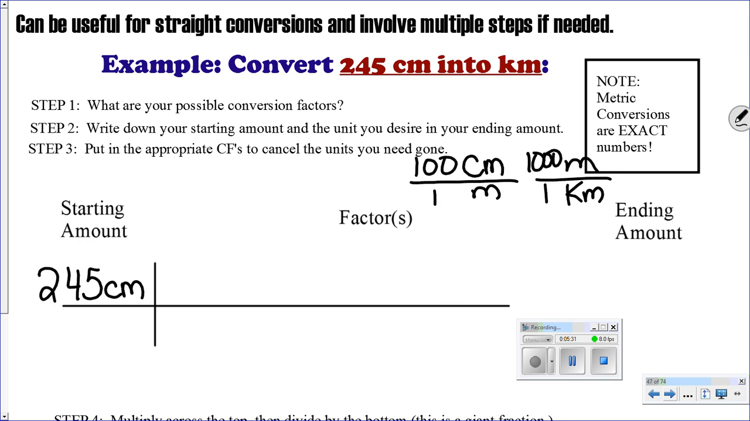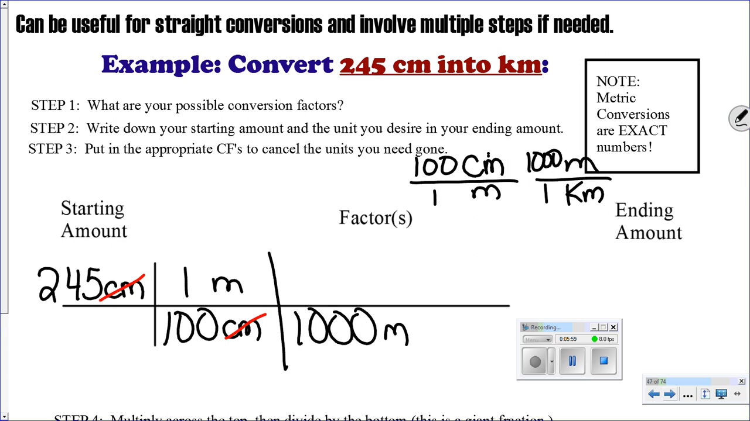First thing that I want to do is cancel centimeters. So I see centimeters right here, but that's on top. So what I'm going to do is write my 100 centimeters on the bottom and my 1 meter on top. Now it's helpful here, you don't really have to worry about how many centimeters are in a kilometer directly. They actually do a two-step approach to get there. So we're going to get rid of our centimeters. Now I need to have meters on the bottom in my next factor. So I'm going to put 1,000 meters here, 1 kilometer on top.